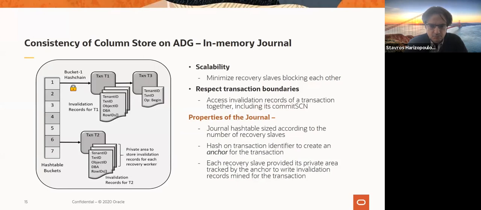And that's when we came up with this design for the in-memory journal. The journal is essentially a hash table, the size of which is decided based on the number of recovery slaves. This avoids things like false contention. The journal hashes on transaction identifier to create an anchor node for each transaction's invalidation records. Within the anchor, each recovery slave is provided its own private area to write the invalidation records that it mines for a particular transaction.